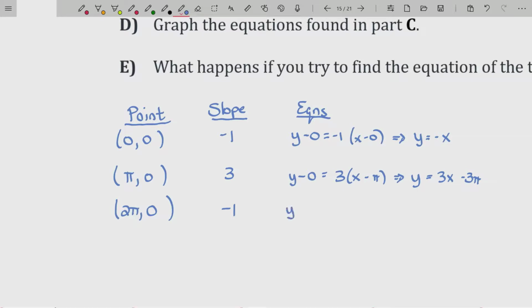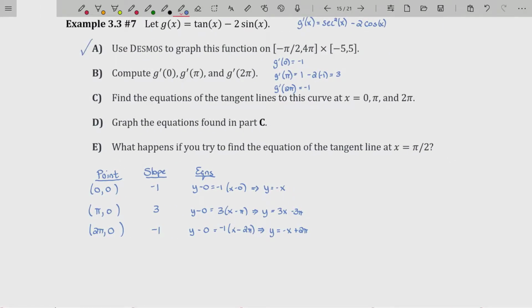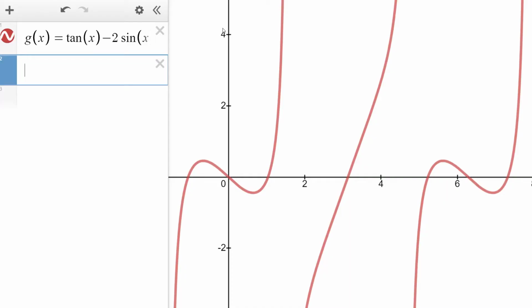And the very last one, y minus 0 is equal to a -1 times x minus 2 pi. And that implies our equation is y equals a -x plus 2 pi. Okay, not too bad, right? So we've done this, this, and this. What else do we need to do? Graph those equations. So let's hop over to Desmos here and graph those equations.